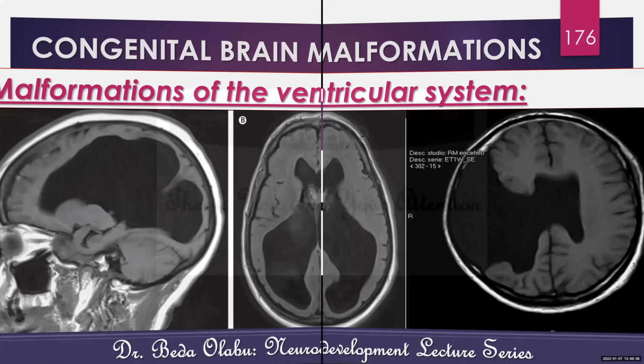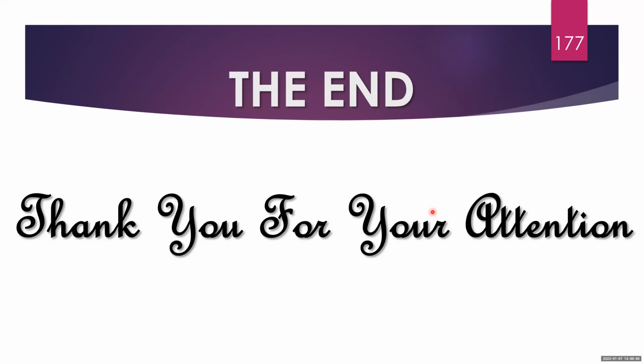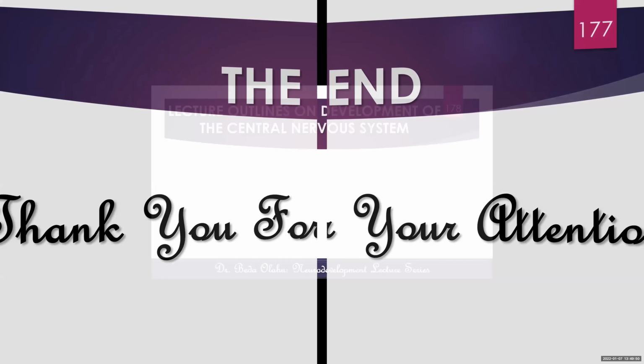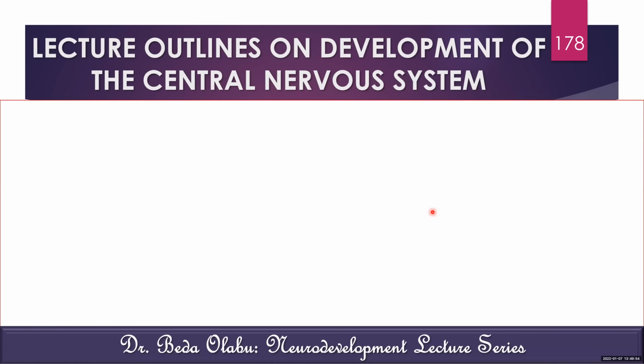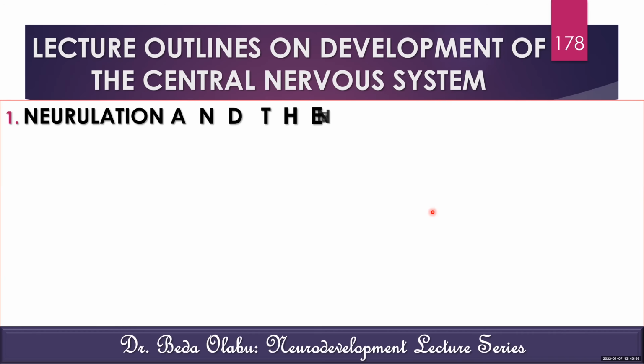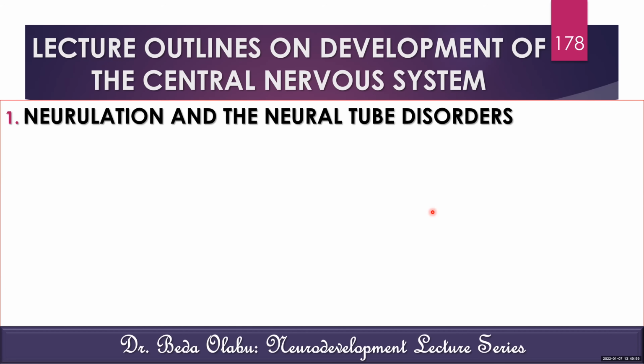Great. So that marks the end of the lecture series we've been having on development of the central nervous system. Remember, this was just one of the 4. Either way, we've looked at now 4 lectures on development of the central nervous system.